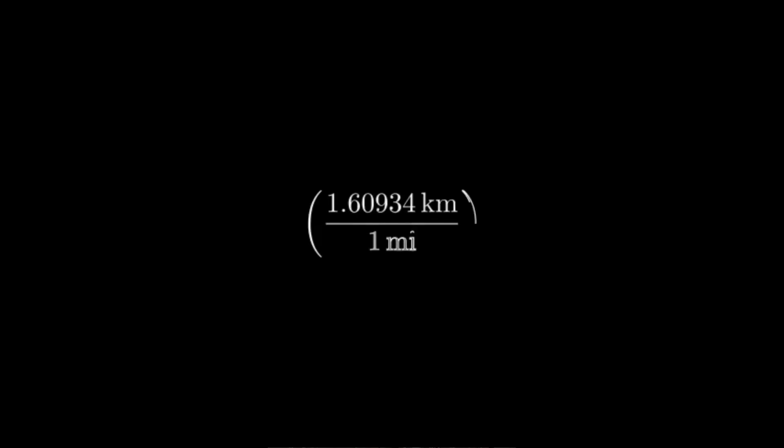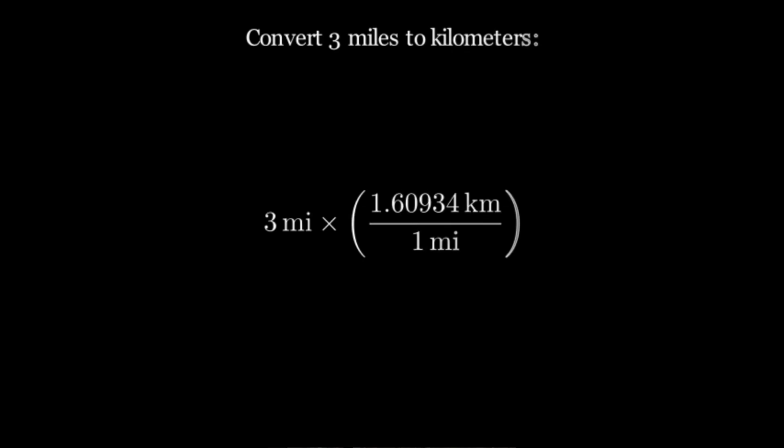There are 1.60934 kilometers in 1 mile. So we use this conversion factor. Convert 3 miles to kilometers. The answer is 4.82802 kilometers.